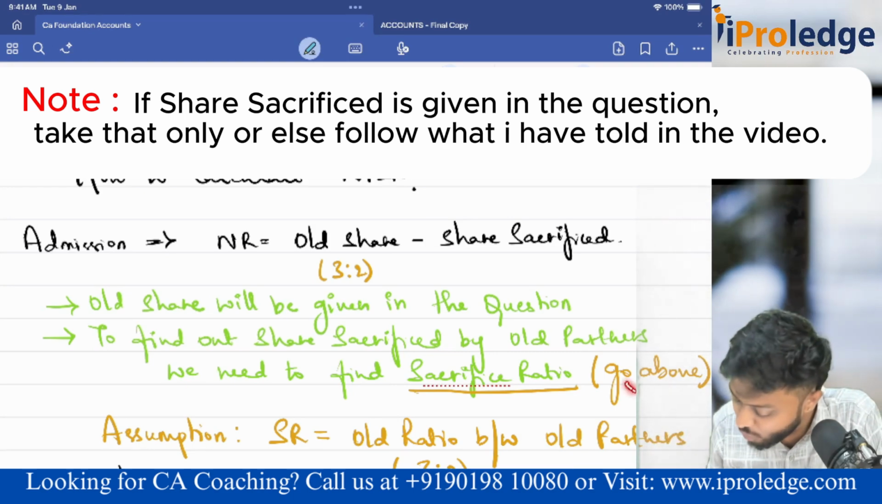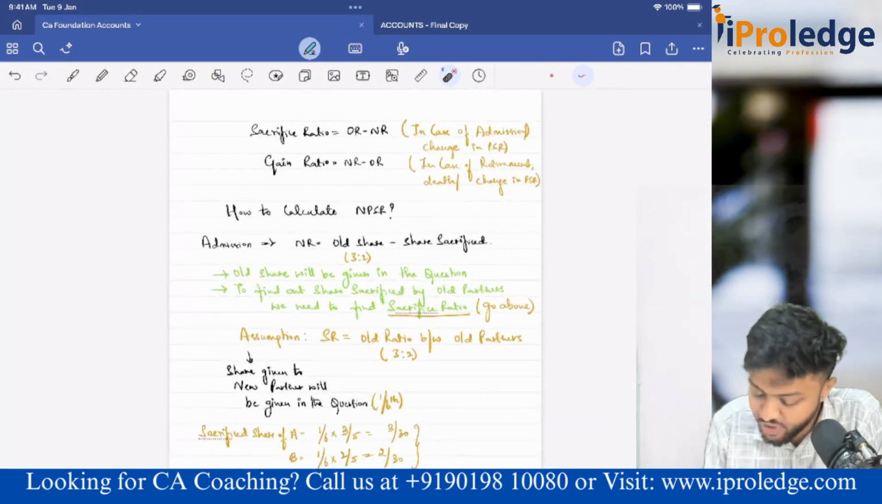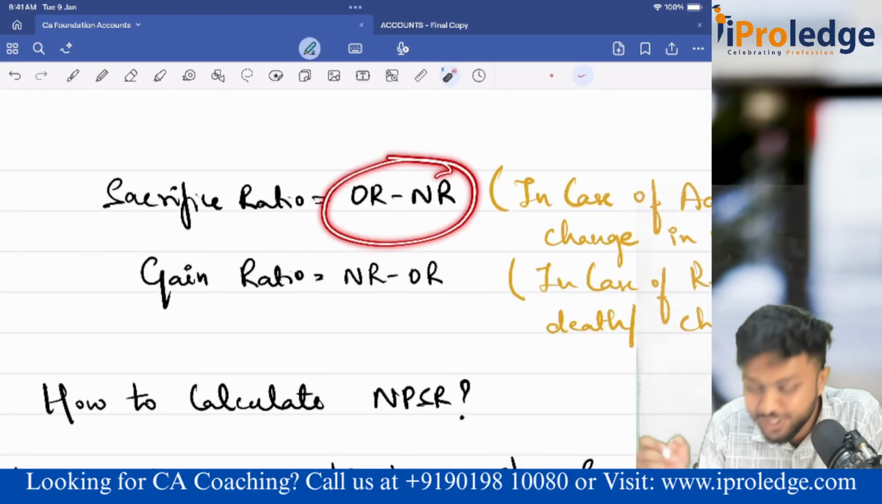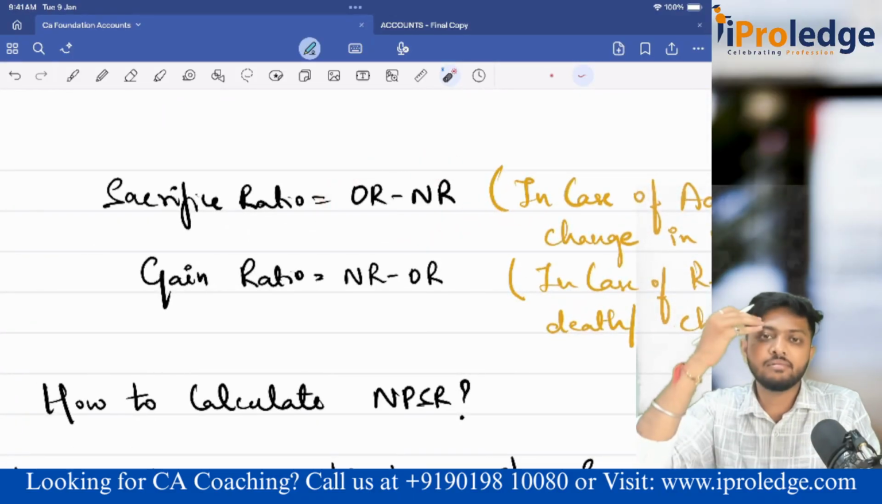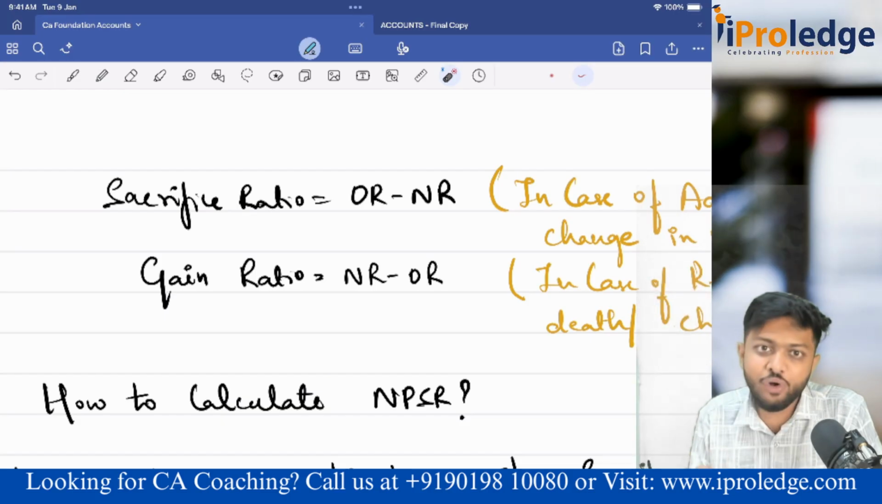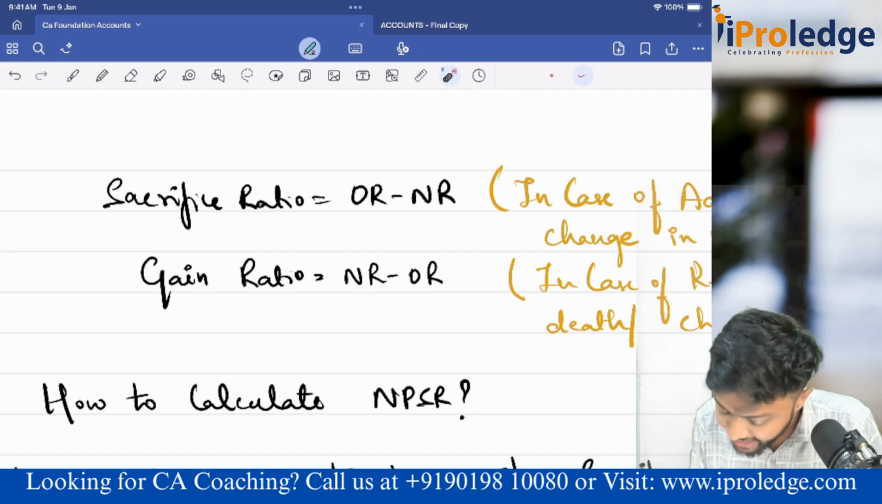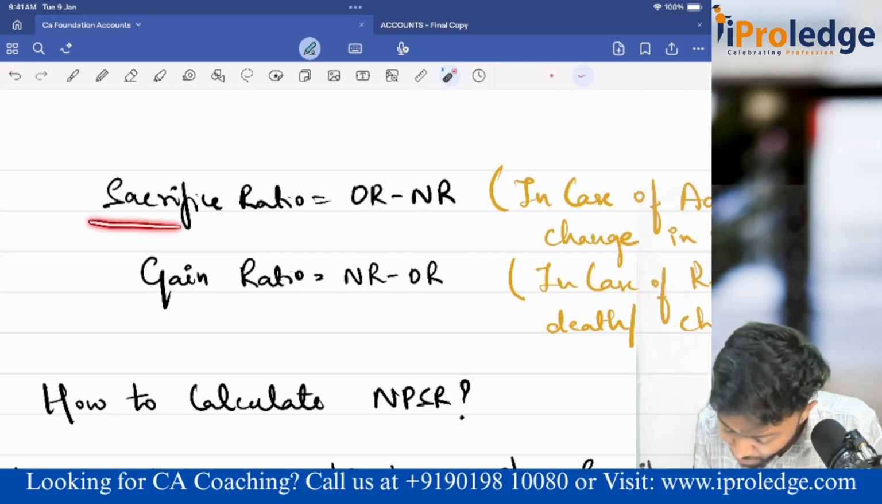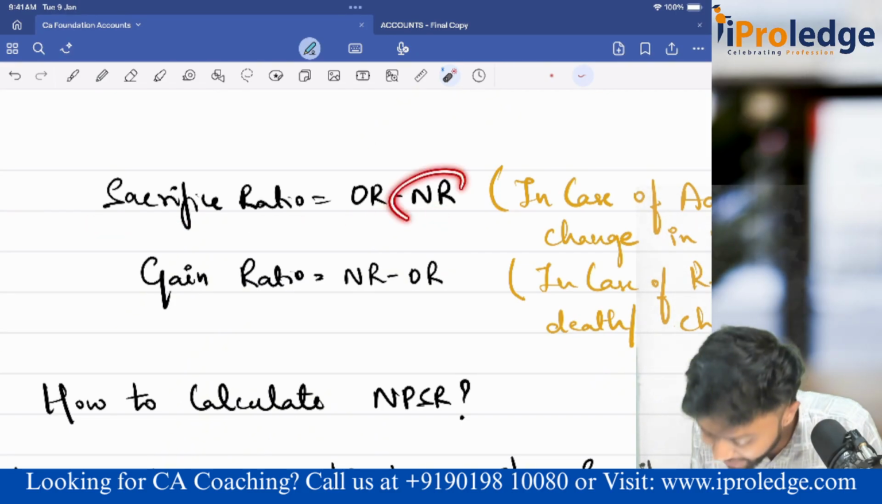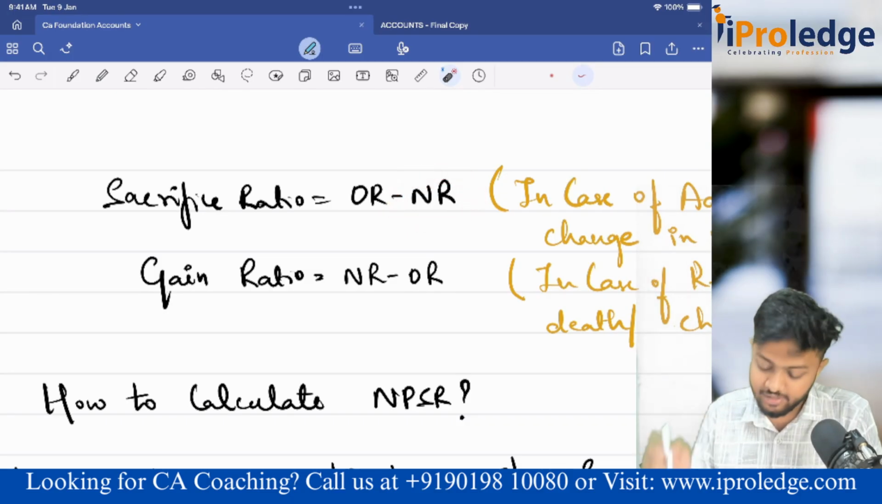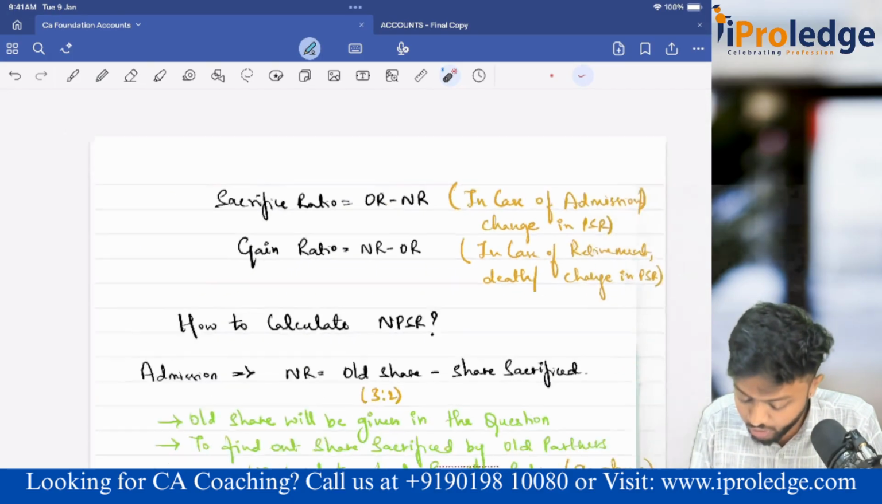Just now we learned, go above. Sacrifice ratio is equal to old ratio minus new ratio. Simple. Sir, we are finding the new ratio only. How to do old minus new to arrive at the sacrifice ratio? I can do old minus new to find the sacrifice share, but the new is what we are finding, no? Oh, a loop problem happened. What to do?